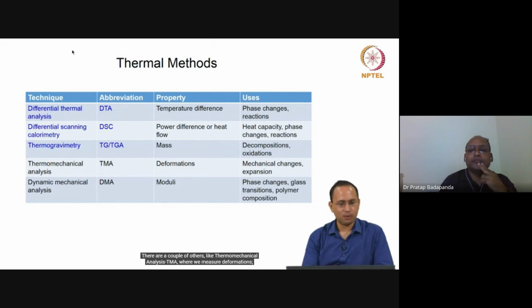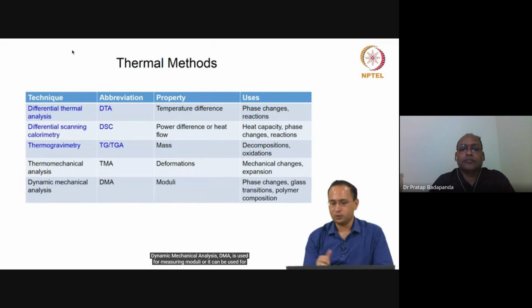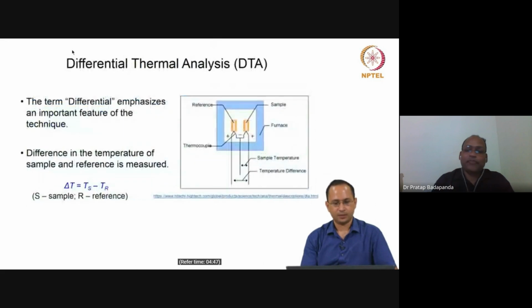There are a couple of others like thermomechanical analysis, TMA, where we measure deformations. It is used to understand mechanical changes, like expansion. Dynamic mechanical analysis, DMA, is used for measuring moduli. It can be used for polymers to determine the polymer composition, glass transitions, phase changes. These are a few applications. But in this course we will focus on DTA, DSC, and TGA, which are commonly used in construction materials.